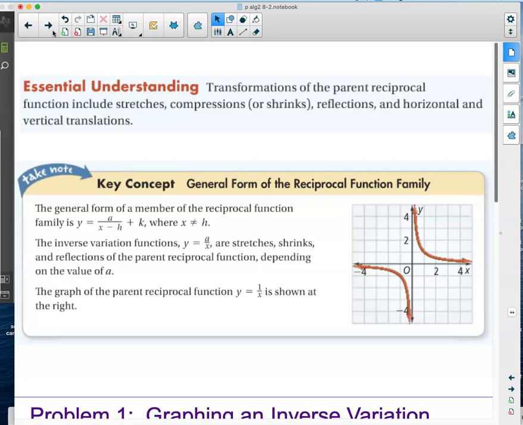So, key concept here. The general form of a reciprocal function family, we are really going to like this one. Star it, underline it, box it, circle it. y equals a over x minus h, plus k.